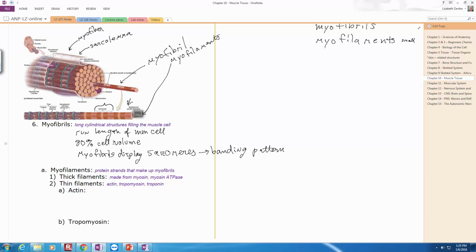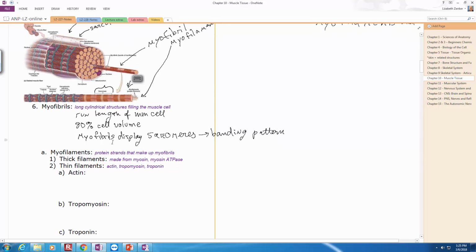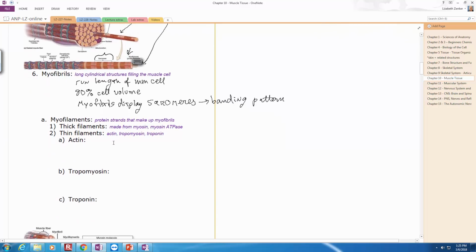So myofilaments are protein strands that make up the myofibrils. We end up having a thick and thin filament, okay, or there's many filaments in there. The thick filaments are made from myosin and myosin ATPase. And if something has ase attached to the word, it tells you it's an enzyme. And for most of our purposes, enzymes are breaking things down. So it sounds like we're going to break down ATP, you'll see in the physiology part in a little bit. But so the thick filament will have myosin and myosin ATPase.